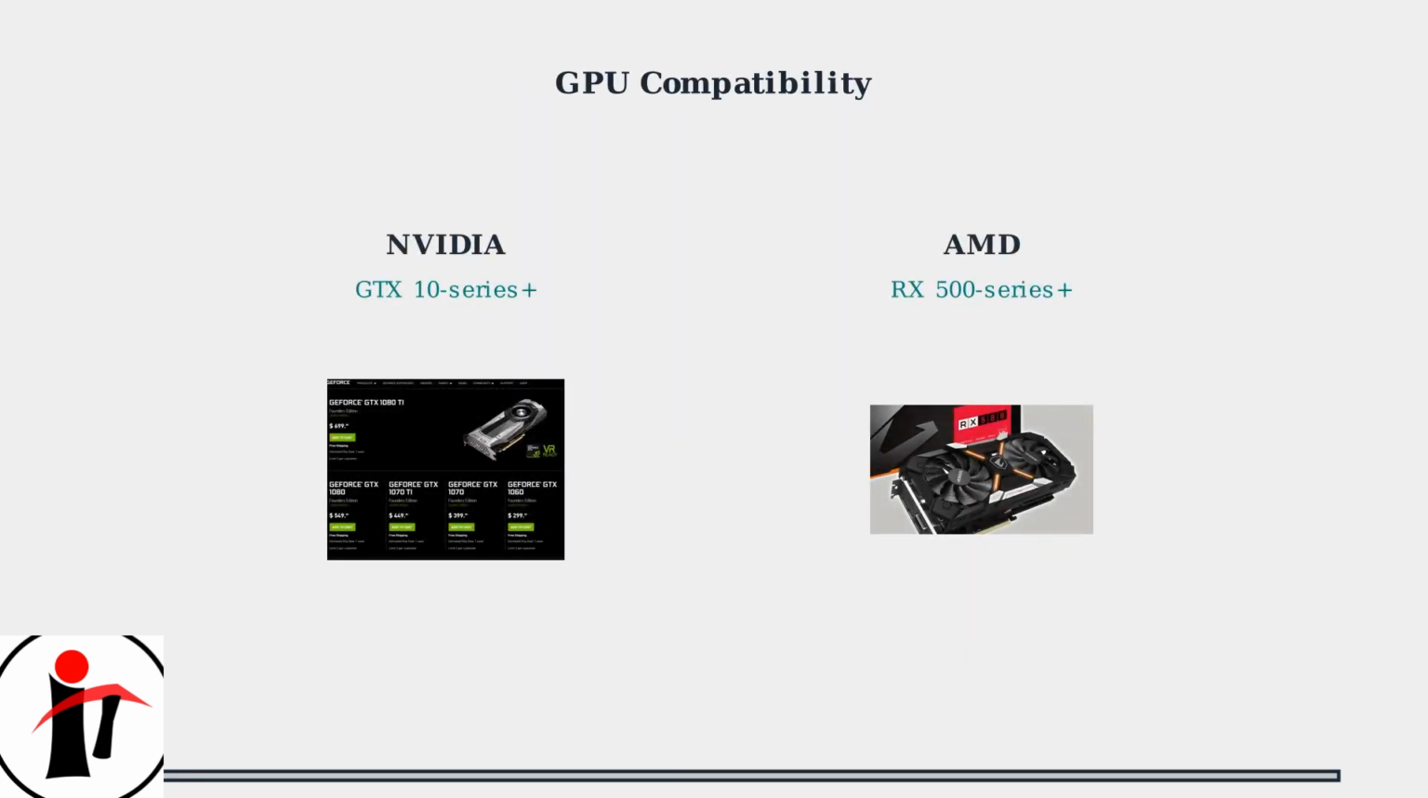For optimal high refresh rate performance, NVIDIA users should have a GTX 10 series or newer graphics card, while AMD users need an RX 500 series or newer. These GPUs provide the necessary power to drive high refresh rate displays effectively.